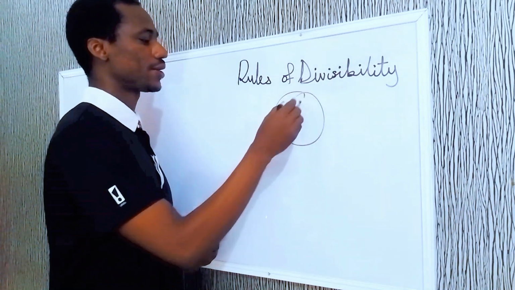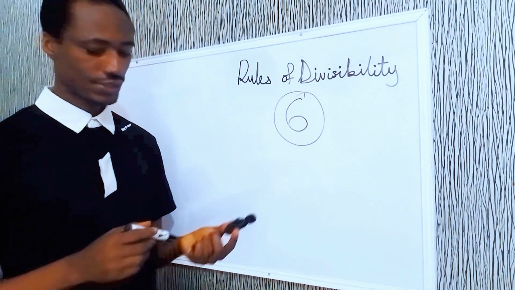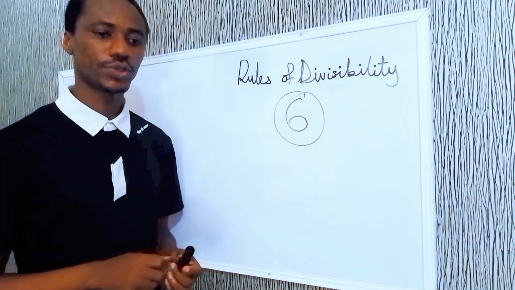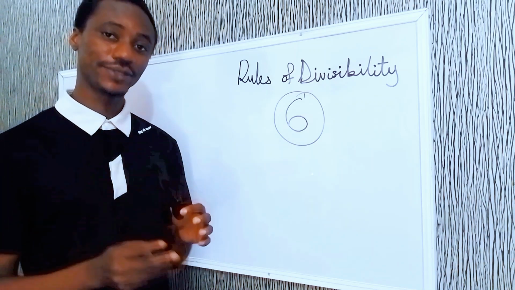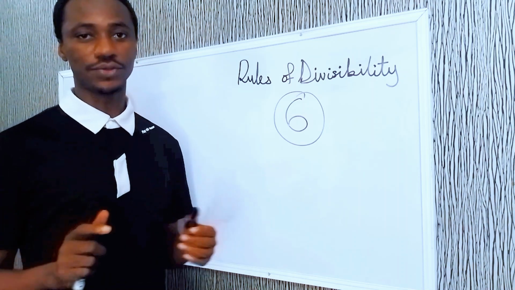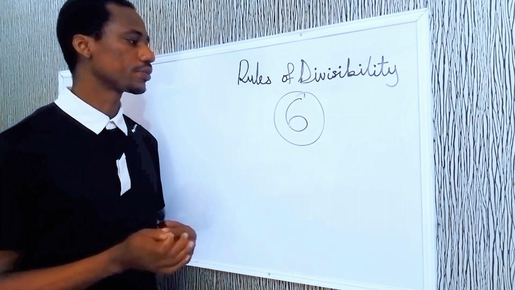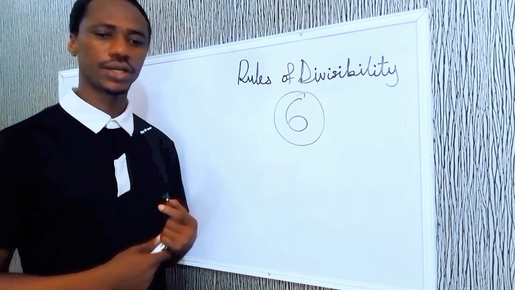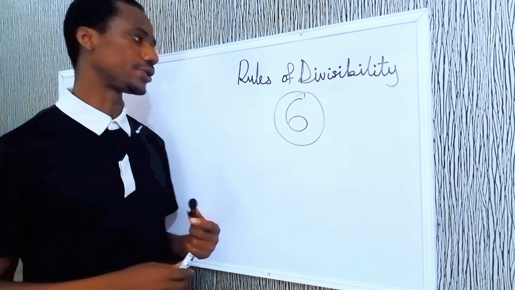Alright, now we're talking about the rules of divisibility. Now we are on 6. So, how do you know a number is divisible by 6? And when we say divisible, we mean exactly, okay, without a remainder. So how do you know a number is divisible by 6 without a remainder?